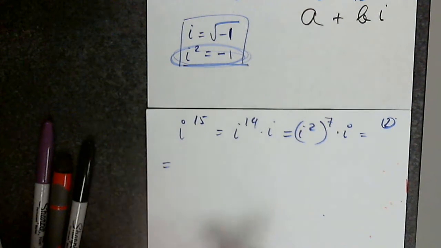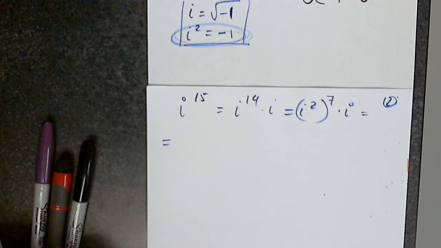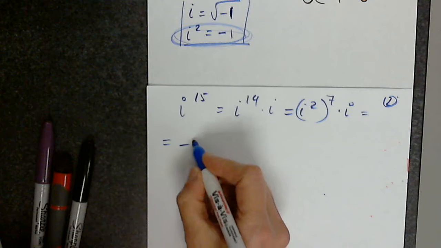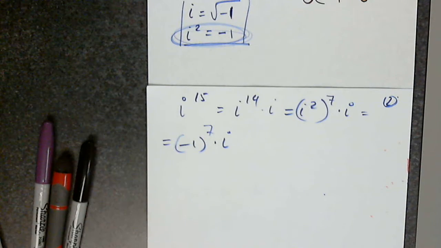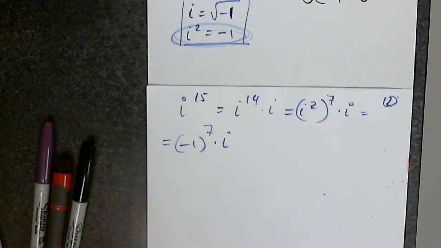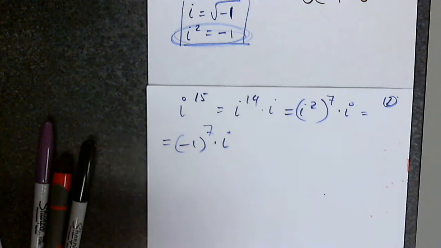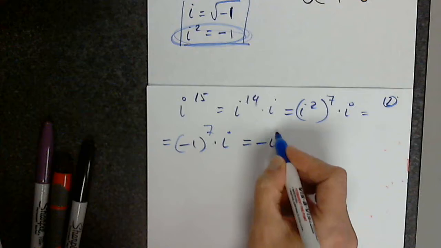Now I replace what by what? What do you think? I replace it by negative 1. So negative 1 seven times, what type of number is that? Very good. So the answer is negative i.